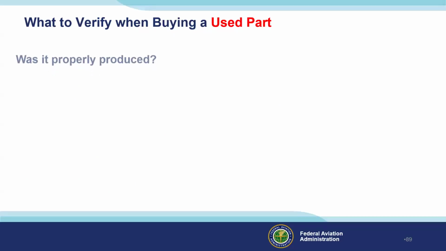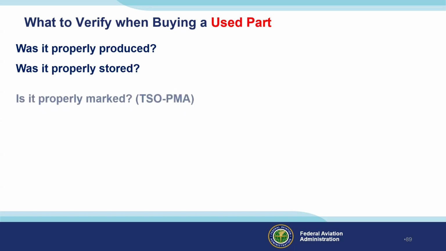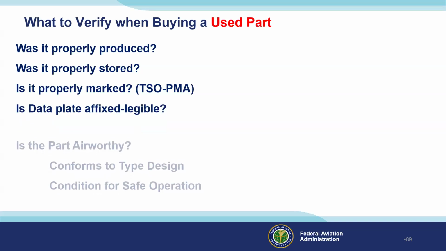What about used parts? Kind of the same thing. Still has to be properly produced, properly stored. Some parts have storage requirements. You don't want it sitting out in the elements. Gyroscopic instruments should be properly stored, for example. Is it properly marked? TSO or PMA have specific marking requirements. Is the data plate affixed and legible?